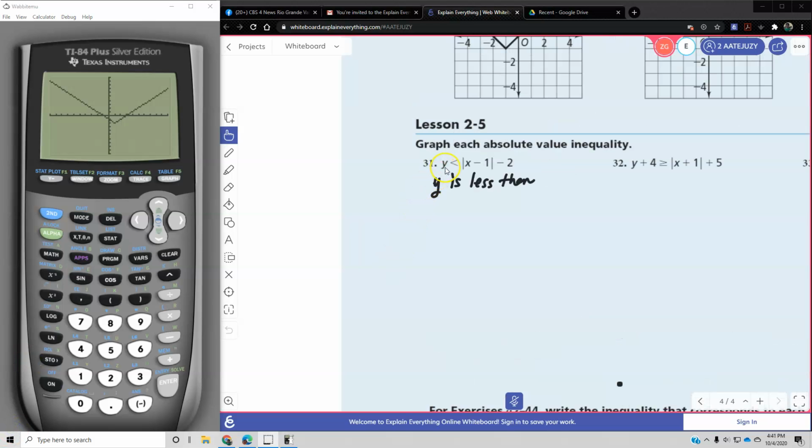Okay. If we were to read this, it would be y is less than. Less than implies that it's going to be anything that is below -2. So I'm going to go to the y equals here, and I'm going to shade below -2 and graph.